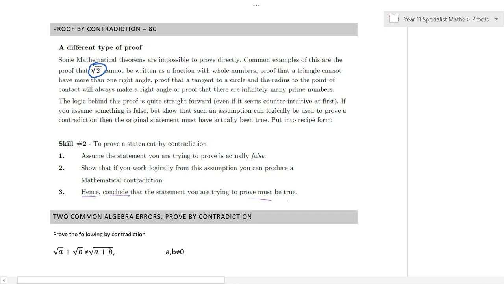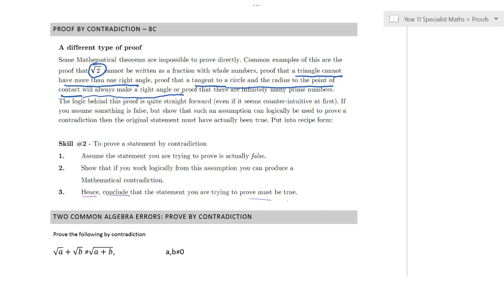root 2 is irrational, or if I wanted to prove that a triangle cannot have more than one right angle, or if I wanted to prove that a tangent to a circle and the radius at the point of contact will make a right angle, these are the sort of proofs that we can't actually do directly. We need to do what's called proof by contradiction.